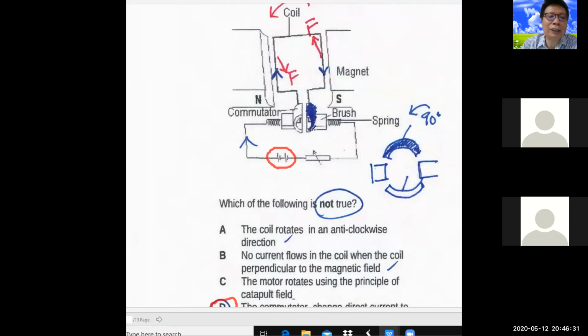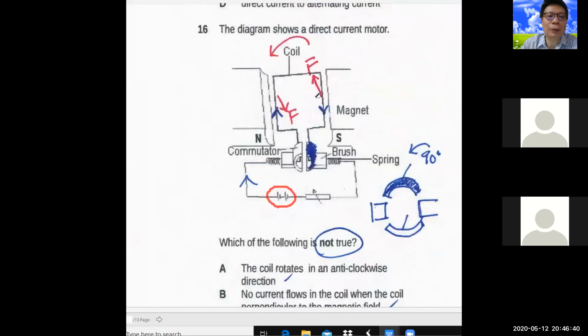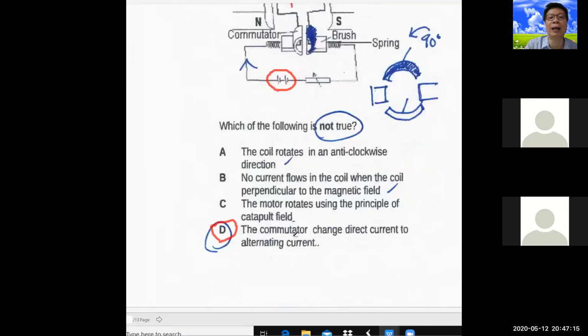Okay. The commutator's function is to ensure this coil will continue to turn in the same direction. So remember, I say it again: the commutator's function is to ensure the coil rotates in the same direction. Okay, how? Here I don't want to explain anymore. Last lesson we explained already. Now I ask you, what is the function of the commutator only? So you must remember, the commutator's function is to ensure this coil rotates in one direction, the same direction. So that is the job of the commutator, not this one.